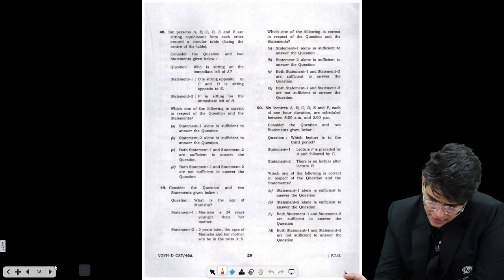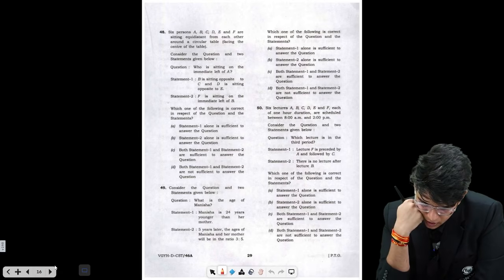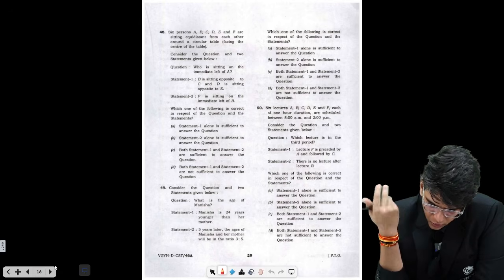Six persons A, B, C, D, E, F are sitting equidistant from each other around a circular table. Question number 48. Consider the questions and two statements. It is data sufficiency, let's see. Who is sitting on the immediate left of A? Statement 1: B is sitting opposite to C and D is sitting opposite to E.